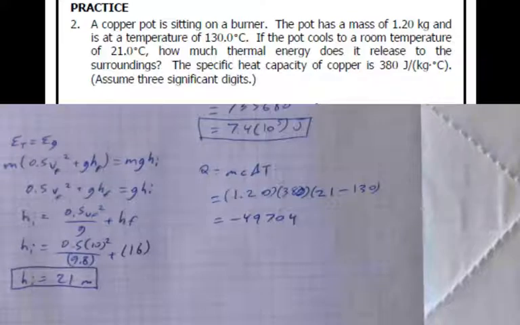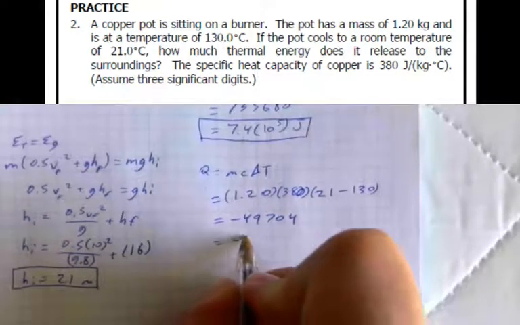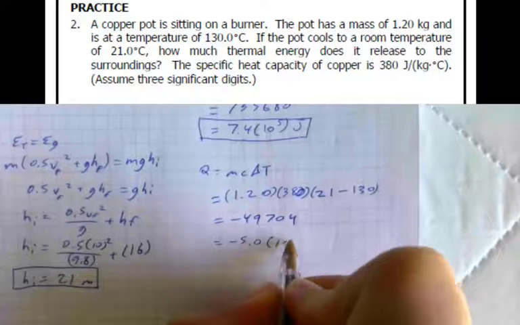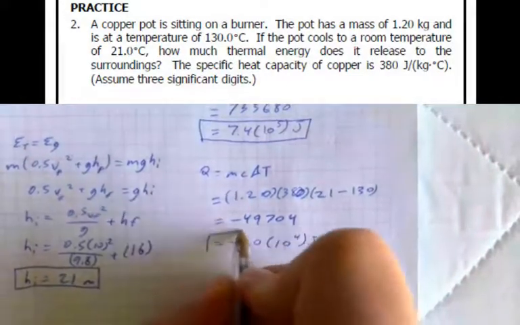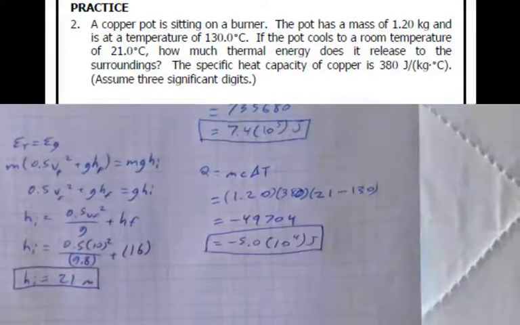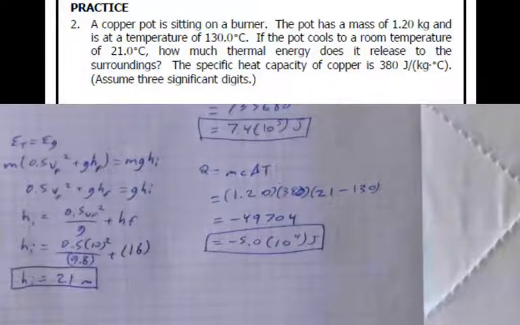Let's see here. How many significant digits do we have? I'd argue we only have 2, because 380 isn't clear if it has 2 or 3 significant digits. So I would write this as negative 5.0 times 10 to the power of 4 joules. Because when I look at the question, I see 3 significant digits for the mass and the temperature of the air in both situations, but the 380 isn't clear if it's 2 significant digits or not.